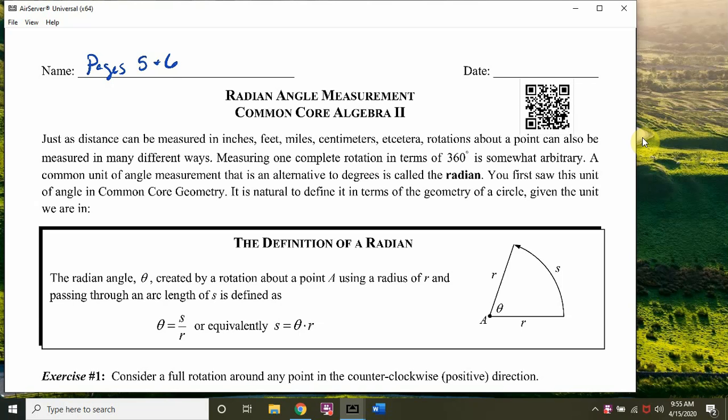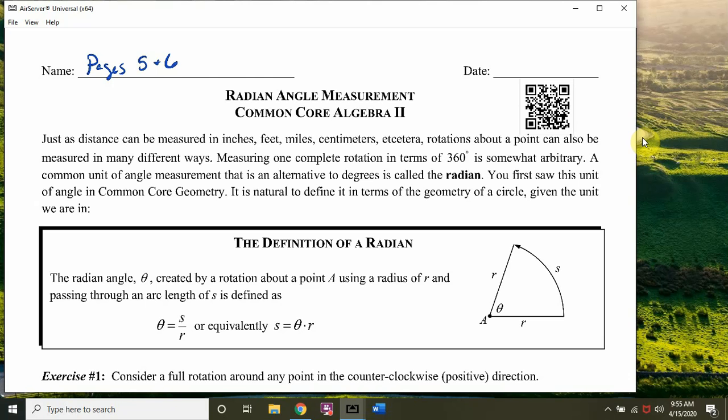Just as distance can be measured in feet or inches or miles or centimeters or whatever, right? Lots of different ways to measure distance. Rotations about a point can also be measured in different ways. Measuring one complete rotation in terms of 360 degrees is somewhat arbitrary. A common unit of angle measurement that is an alternative to degrees is called the radian. You first saw this unit of angle in Common Core geometry. It is natural to define it in terms of the geometry of a circle given the unit we are in.